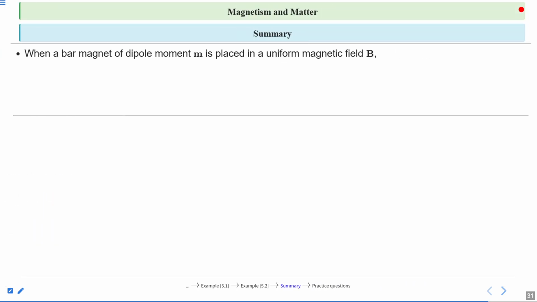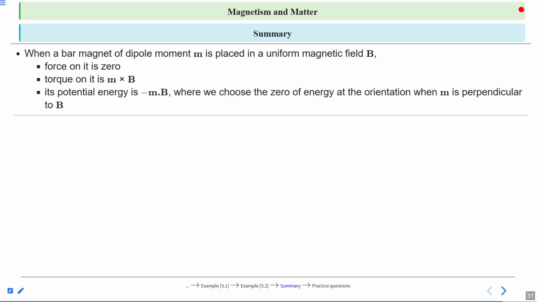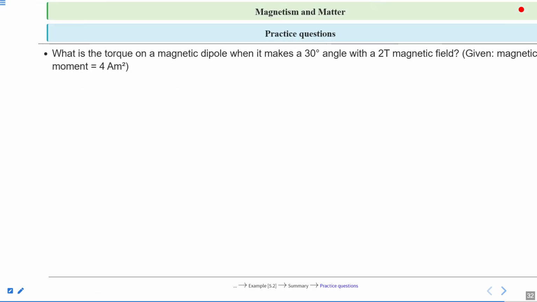Hence the PQ6 configuration corresponds to the lowest potential energy among all the shown configurations. So there is a summary. When a bar magnet of dipole moment M is placed in a uniform magnetic field B, the force on it is 0, the torque on it is M cross B, and its potential energy is minus M dot B, where we choose the 0 of energy at the orientation when M is perpendicular to B.